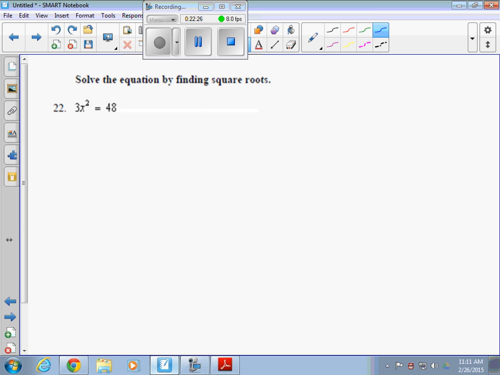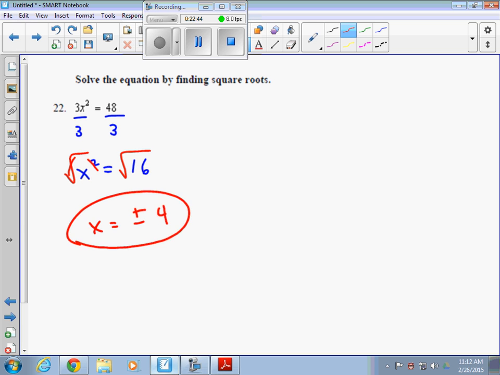22, solve this one by finding square roots. Divide by 3. Again, you're working your order of operations backwards. X squared equals 16. To cancel out squaring something, you take the square root. That's the inverse operation. Do it there and here. X equals both plus and minus 4. Positive and negative 4.